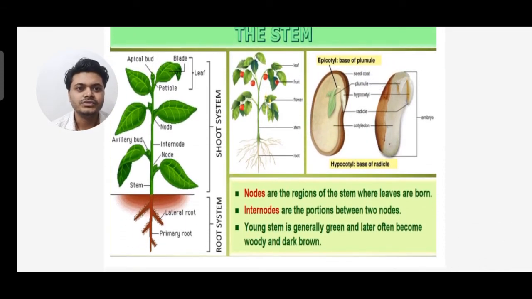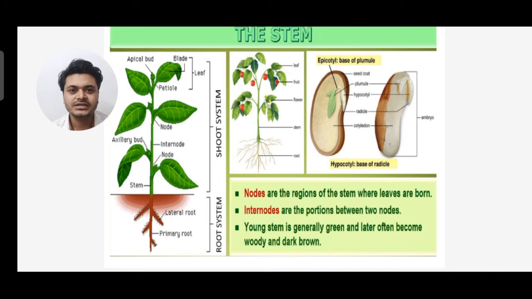Now nodes, what are nodes? Nodes are the region of the stem where leaves are born. Right, leaves are born on the nodes. They are present on the stem. And internode, what is internode? Internodes are the portions between two nodes. So between two nodes there is a gap, that is called internode.